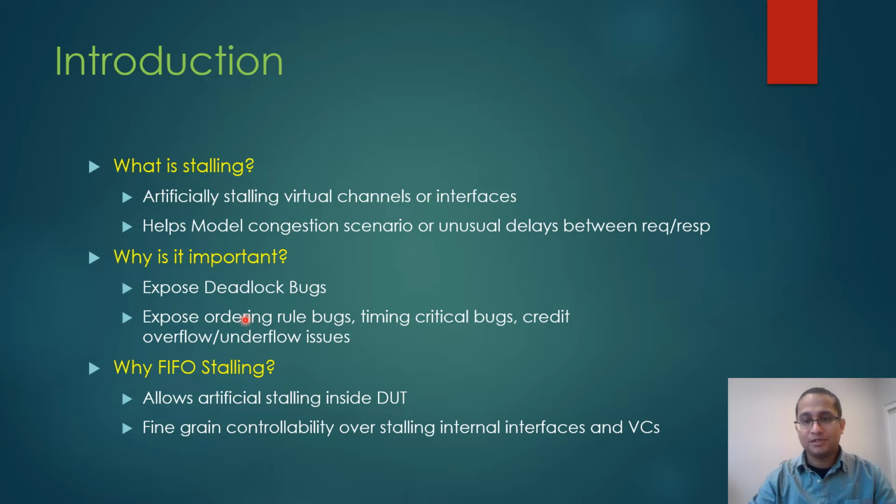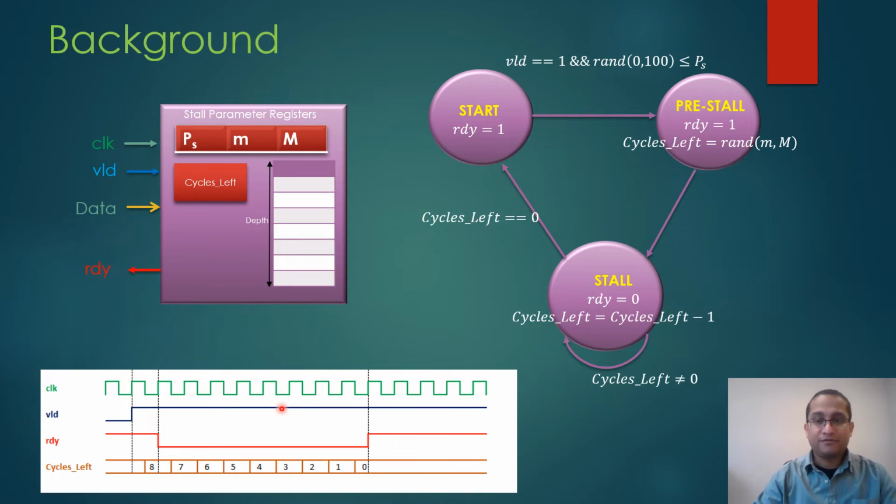Fifo-based stalling allows us to take this one step further by achieving fine-grained controllability over stalling internal interfaces and virtual channels in the design. To implement random Fifo-based stalling, we modify the FifoGen tool, which spits out the code for a vast majority of NVIDIA's Fifos. After modifying this tool, we are able to insert custom stalling logic within each Fifo. And the finite state machine for this logic looks somewhat like the picture on the right.